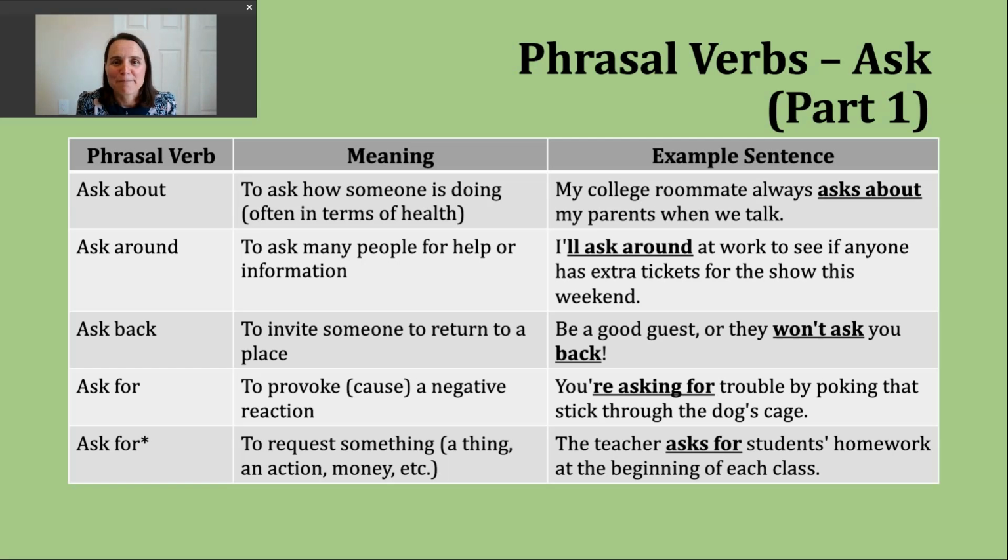Let's look at another example. I'll ask around at work to see if anyone has extra tickets for the show this weekend. Okay, this phrasal verb has a contraction. We have a contraction for will there. I'll ask around. This is simple future. Someone is expressing, maybe making a promise about what they're going to do in the future. So they are going to talk to different people at work until they find maybe some extra tickets.